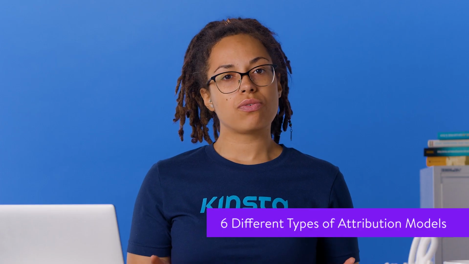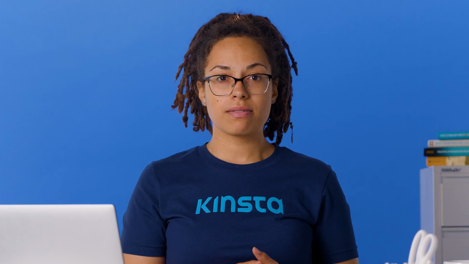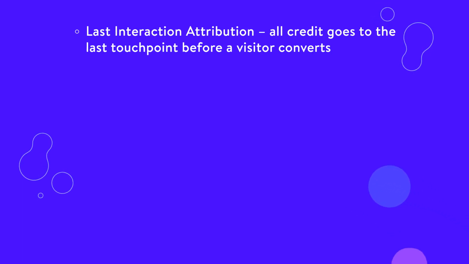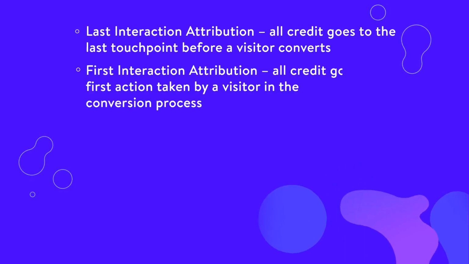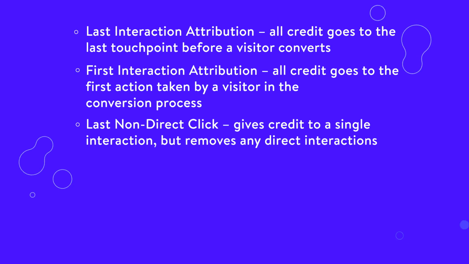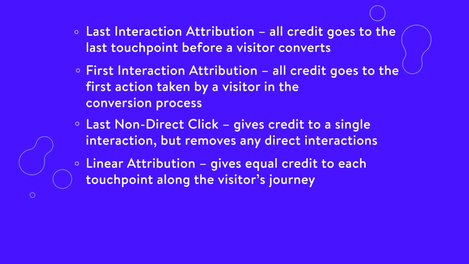So what model should you use? There are different types of attribution models, each with their own benefits and drawbacks. 1. Last interaction attribution. All credit goes to the last touchpoint before the visitor converts. 2. First interaction attribution. All credit goes to the first action taken by a visitor in the conversion process. 3. Last non-direct click. Gives credit to a single interaction but removes any direct interactions, like a user typing in your URL. 4. Linear attribution. Gives equal credit to each touchpoint along the visitor's journey.